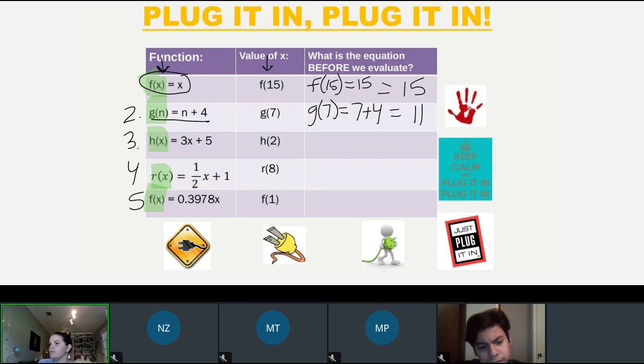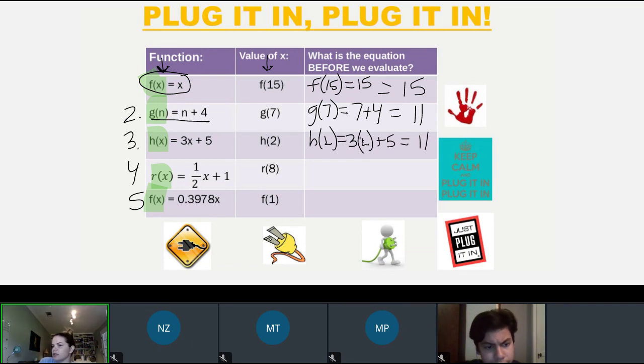So what would number 3 be? H of 2. So I go to my original equation. H of 2 equals 3. Instead of x, I'm going to put 2. So 3 times 2 plus 5. Good. 3 times 2 is 6. 6 plus 5 is 11.